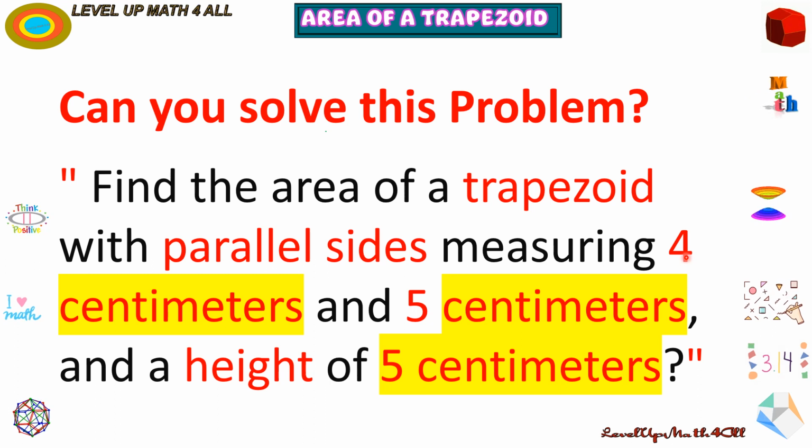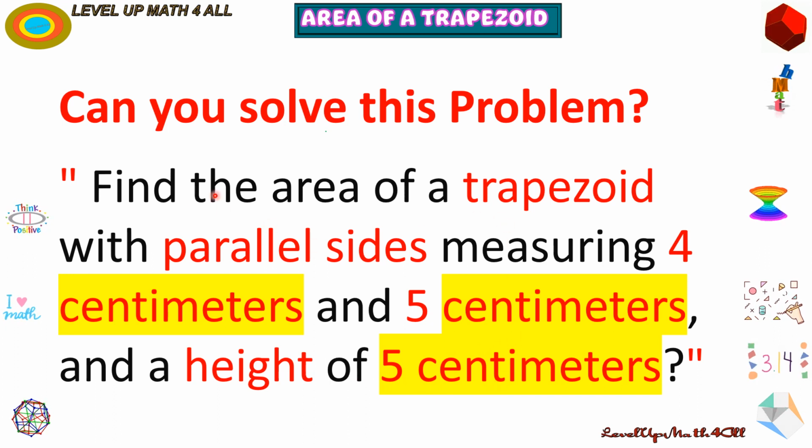When you apply this information on an image, there is a 4 centimeter side, that is the shorter side. It should be on the A. And the 5 centimeters, that is the longer side, should be on the B. And these should be the parallel sides. Now 5 centimeters is the height. As we know, the perpendicular line between these parallel sides is the height. That should be 5 centimeters.